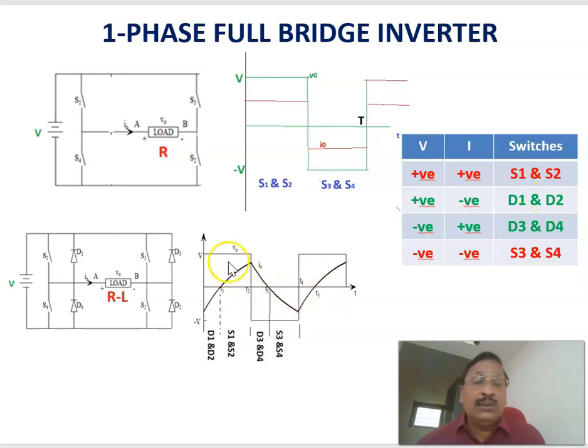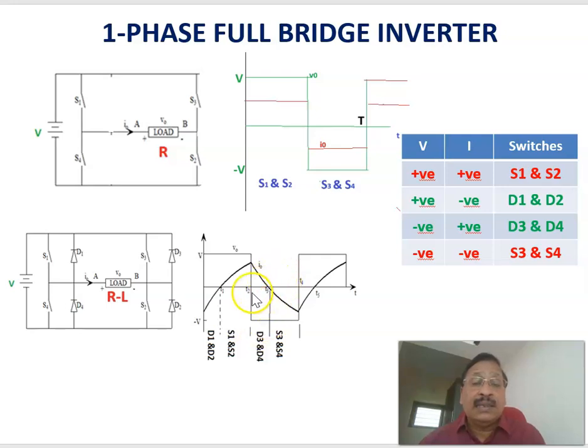From T1 to T2, we can see that voltage is positive. At the same time, the current is also positive. During this period, S1 and S2 will be conducting. In this direction it comes here, in this direction it comes here. Therefore, you will be getting a positive voltage here and a positive current. That is, here positive voltage and positive current. In that case, S1 and S2 will be conducting.